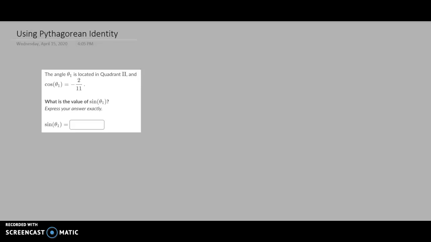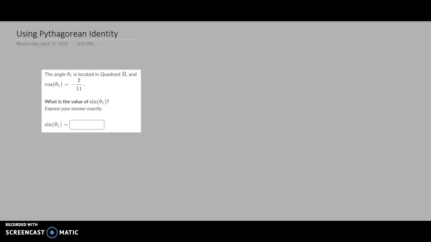Alright, so I wanted to show a quick example of using the Pythagorean identity, and I also wanted to talk about how we know when our trig functions are positive and when they're negative, based on where they are on a Cartesian graph. So we're going to talk about both of those things really quickly. First, I want to work through a quick example of using the Pythagorean identity.